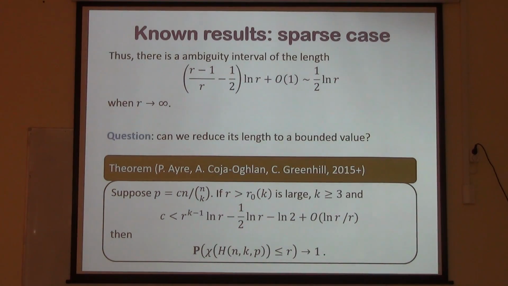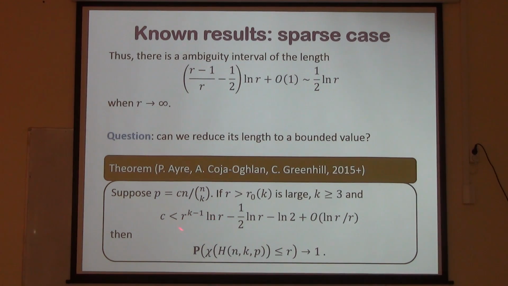What does 2015 plus mean? Does it mean 2017 plus? I don't know, maybe it is not published yet. But then it should be 17 plus. I think it appeared in 2015, but still. This paper appeared on arXiv in 2015, so I put here 2015 plus.